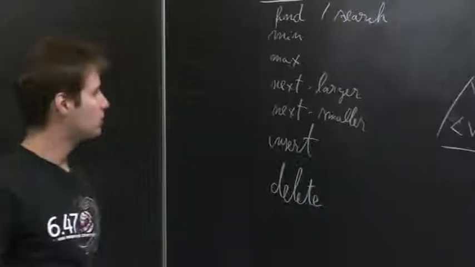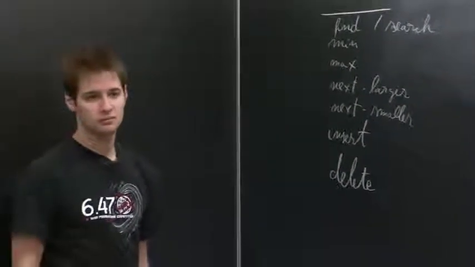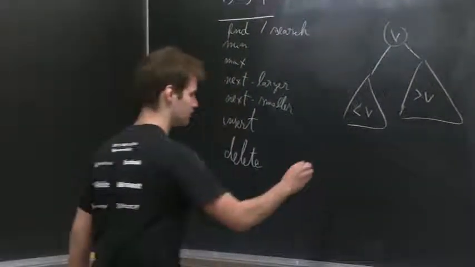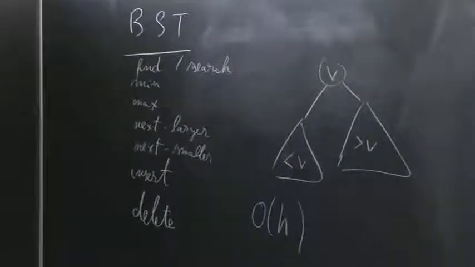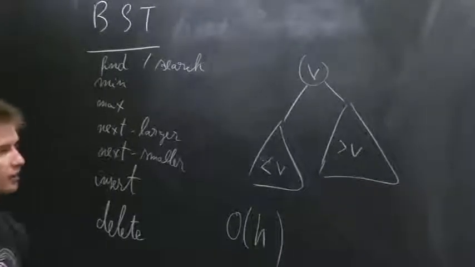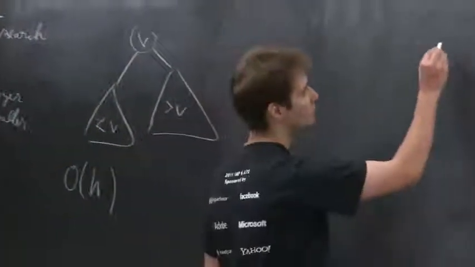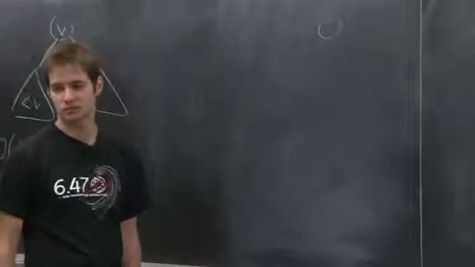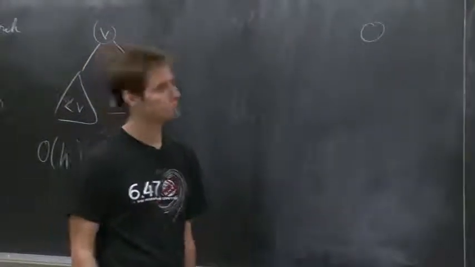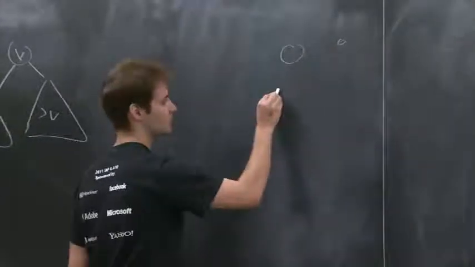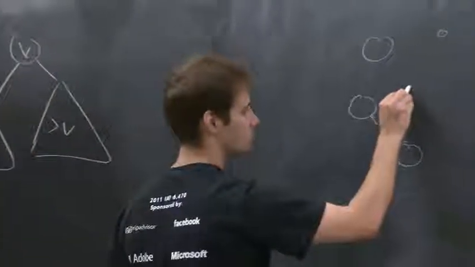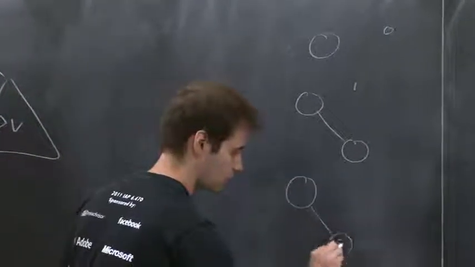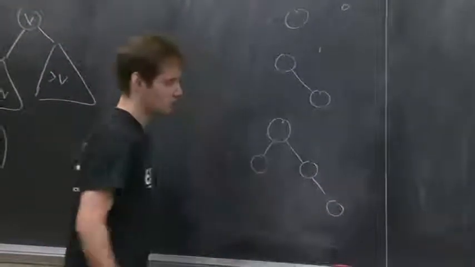What's the running time for these guys? Average. Excellent. So everything has the same running time, nice and easy to remember. Order H. What's H? Okay. How do we define this height? So what's the height for this tree? Good. What's the height for this tree? What's the height for this tree?